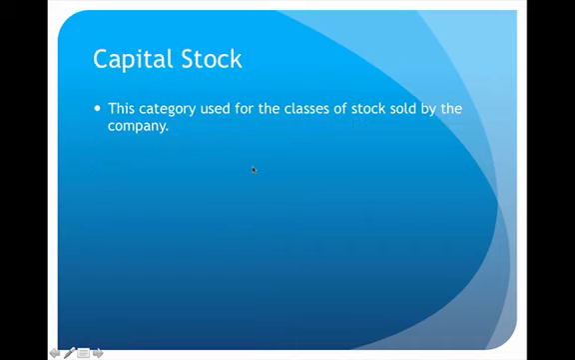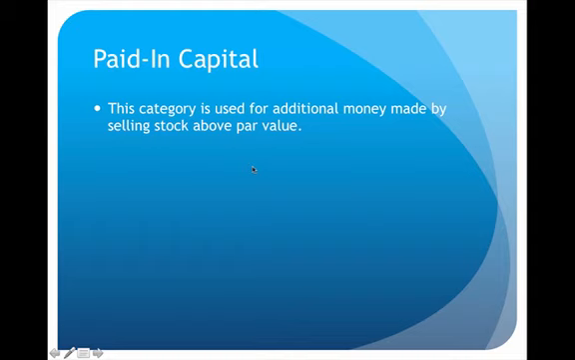So the stock, this is used for all the classes of stock. It could be, at the bare minimum, the common stock, or if they do actually happen to also sell preferred, we would have a separate class for preferred. But both of those would be included under capital stock. Then we have our paid-in capital. This is reserved for additional money that was made by selling stock above par value. So anytime we do that, that additional money goes into the paid-in capital.